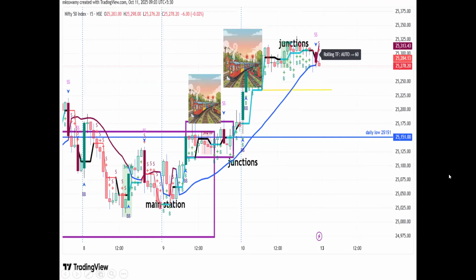Now, let us see. I am on the 15 minutes time frame. Yesterday, on Friday, it showed some sort of correction. Now what I'm going to do is mark the hourly pivot line. It is my barricade. And I'm going to mark these platforms: 25,225, 25,175, and 25,151. These are my levels.